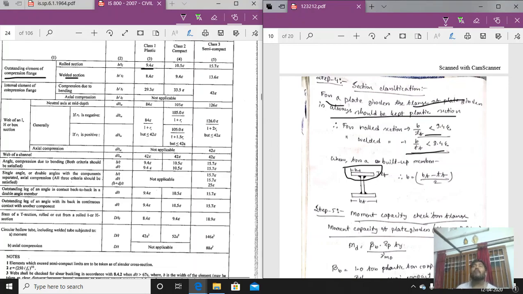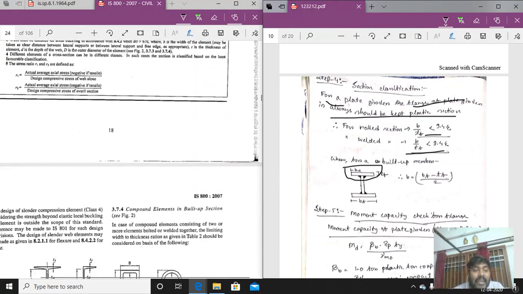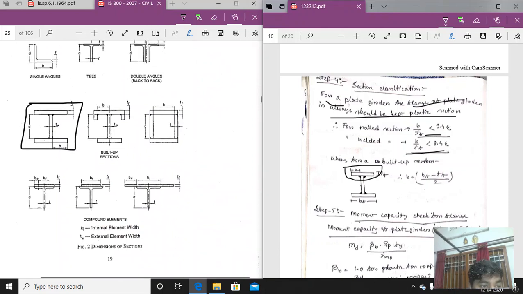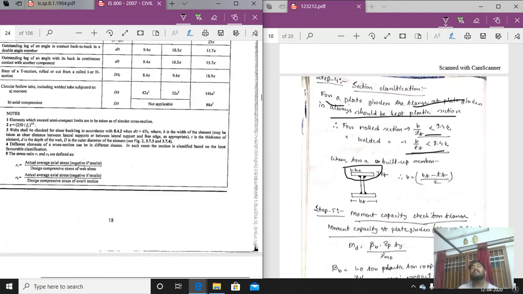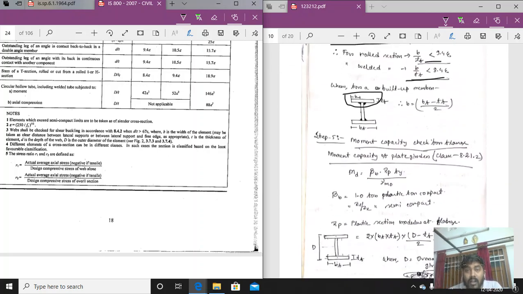So we have to take the value of b. What is the meaning of b? b is the distance between the edge of the web to the end point of the flange. This is called the b. So we have to take the value of bf, that is the width of the flange, in such a way that the b by tf ratio comes in between 8.4 epsilon for welded and 9.4 epsilon for rolled section. So you have to take that value according to that. Now this is for step number 4.